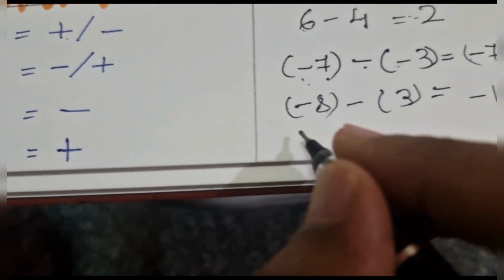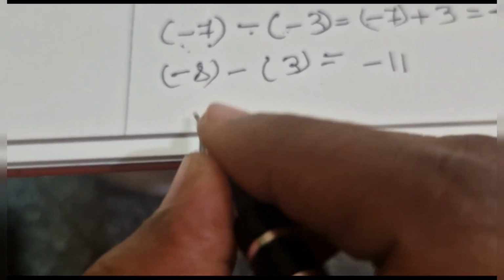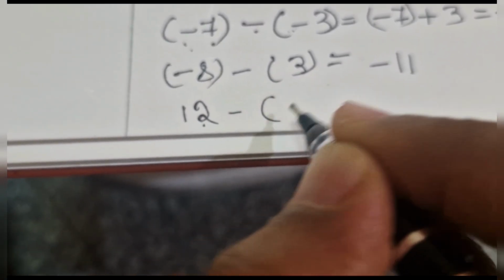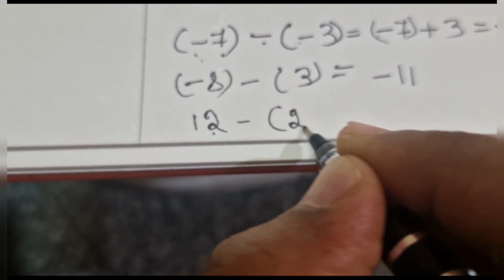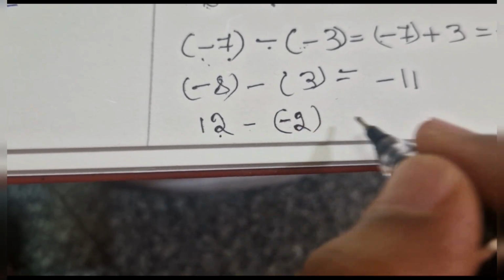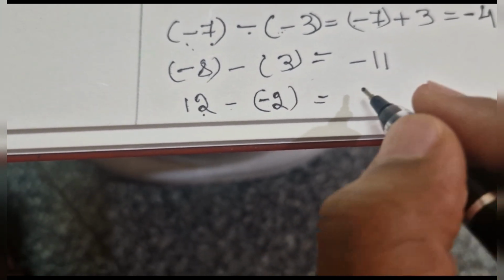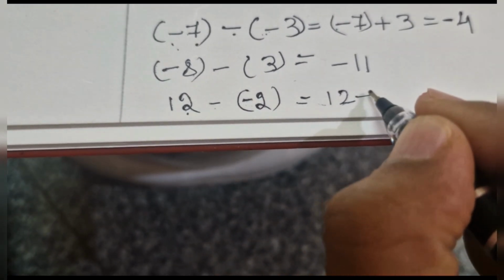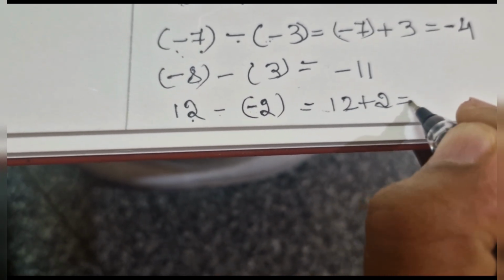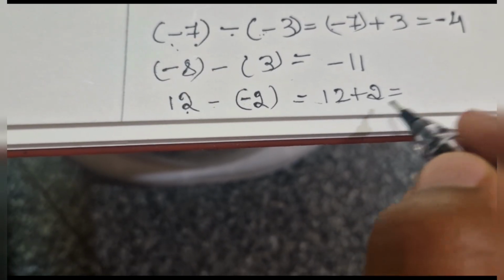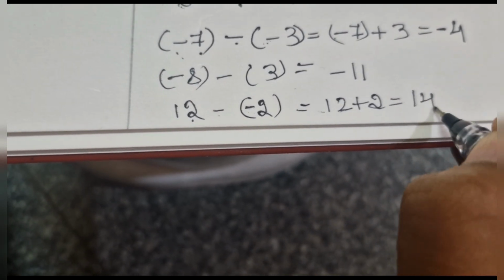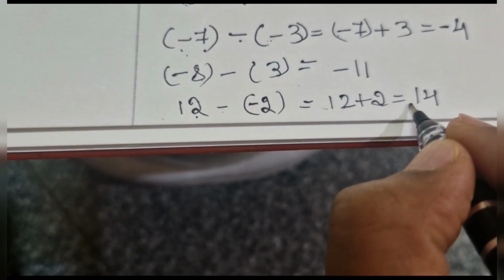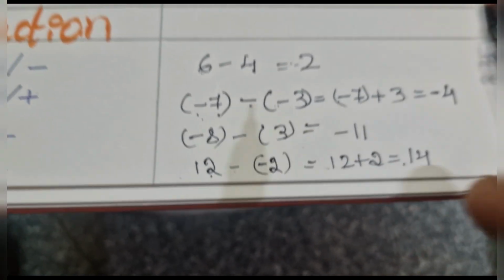Let's see. 12 minus of minus 2. Minus 2. So minus into minus plus. 12 minus into minus plus 2. 12 plus 2, 14. Greater number is 12. Their sign is plus, so I put here plus. Okay. Observe.